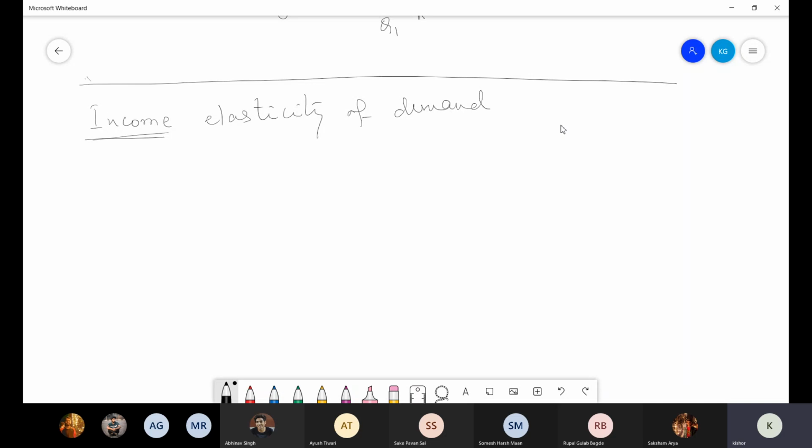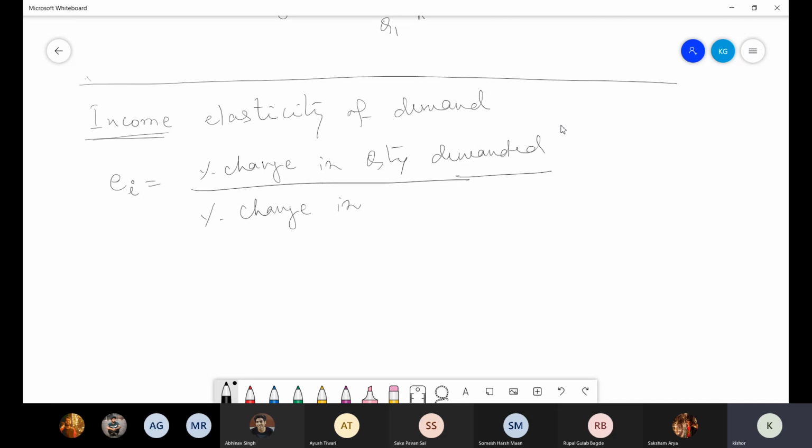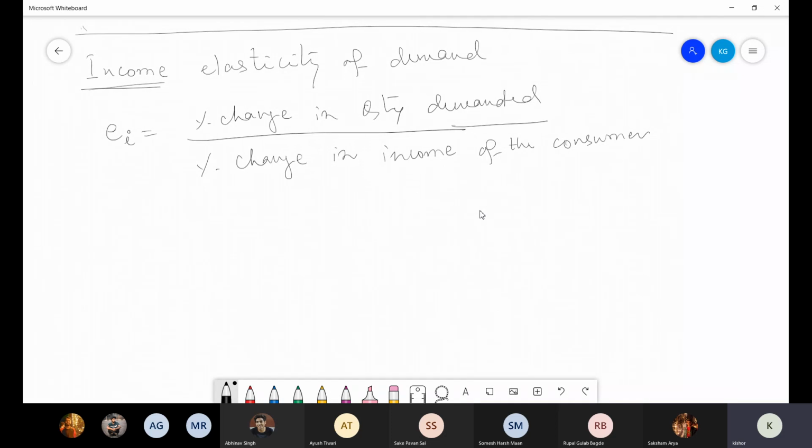So in this case, how do you express income elasticity, suppose EI? It is the percentage change in quantity demanded divided by the percentage change in income of the consumer. It is very simple. In another way, you can express it as income elasticity equals dq by dm into m by q.